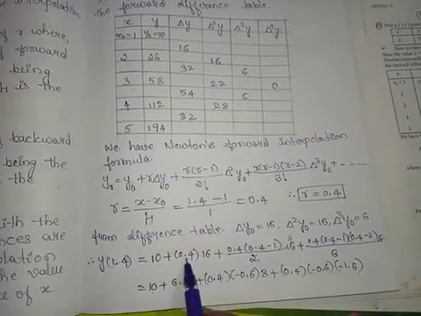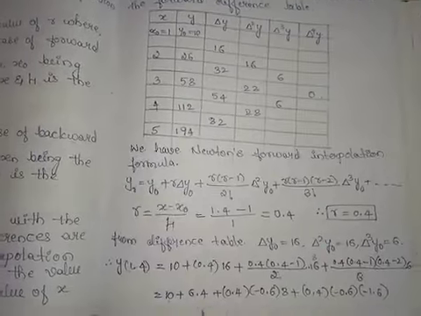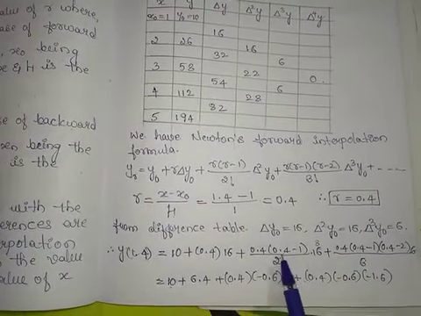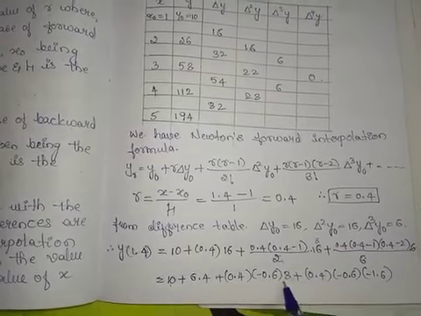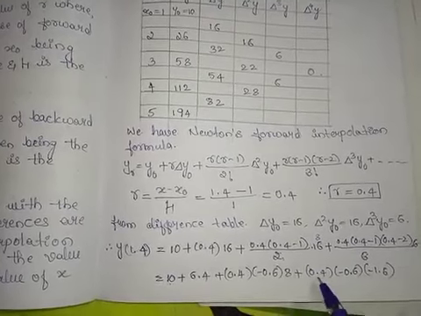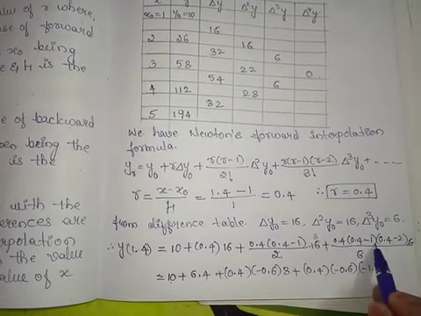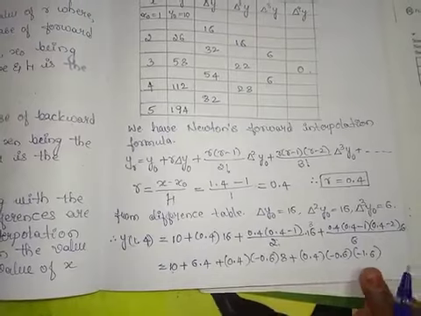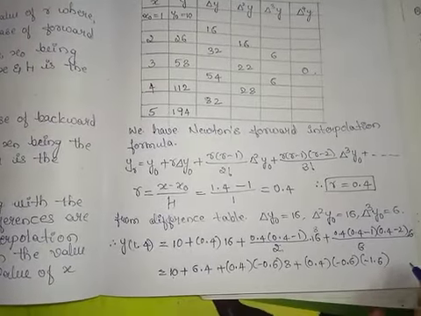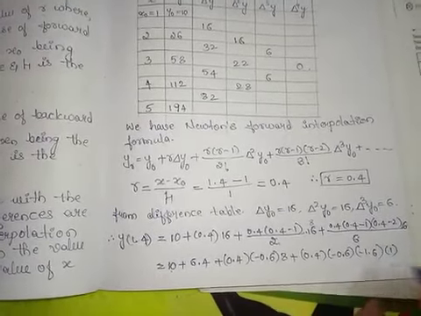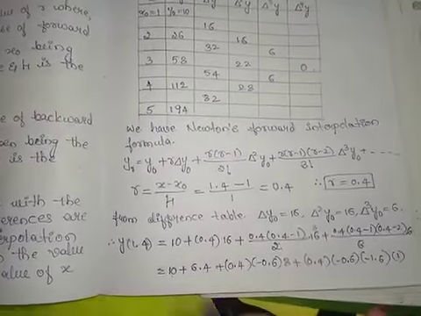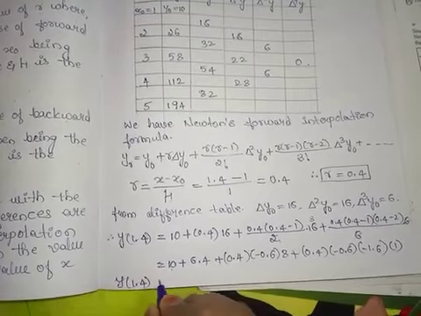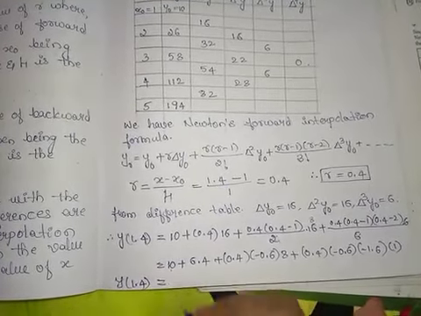Now 10 plus 0.4 into 16 is 6.4. Then 0.4 into this one: 0.4 minus 1 is minus 0.6, and this is 8. Then 0.4 minus 1 is minus 0.6, and 0.4 minus 2 is minus 1.6. Here 6 gets cancelled, into 1. If you want, write here into 1. Calculate all these values. You get y at 1.4 is equal to how much?